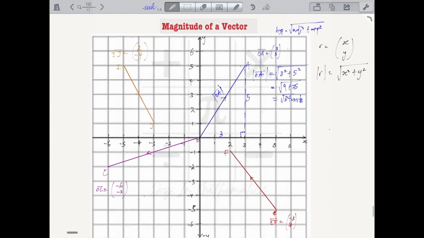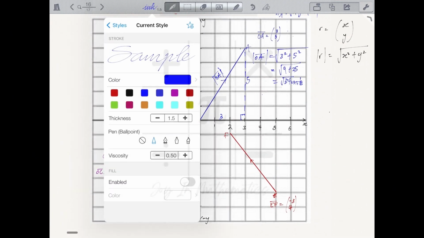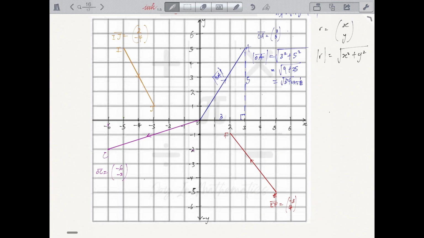And now let's move on to the modulus of EF. Now EF has how many units on the x? Let's look at EF. EF is (-3, 4). It has 3 units on the x-axis and 4 units on the y-axis. So we can say, since EF is equal to (-3, 4), because it's 3 in the negative direction, that's -3.